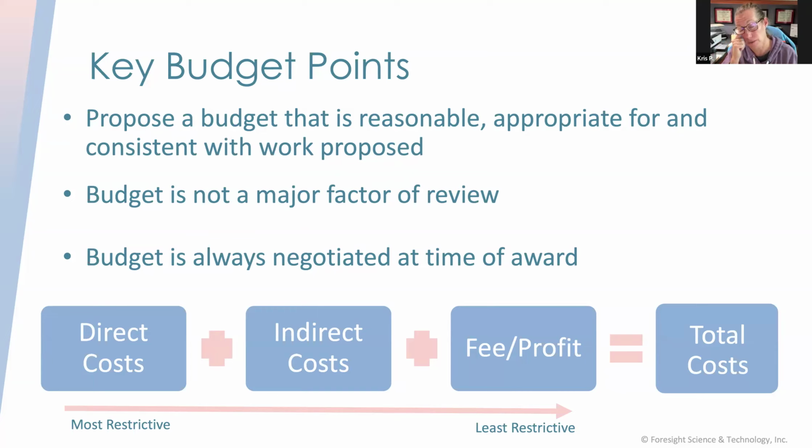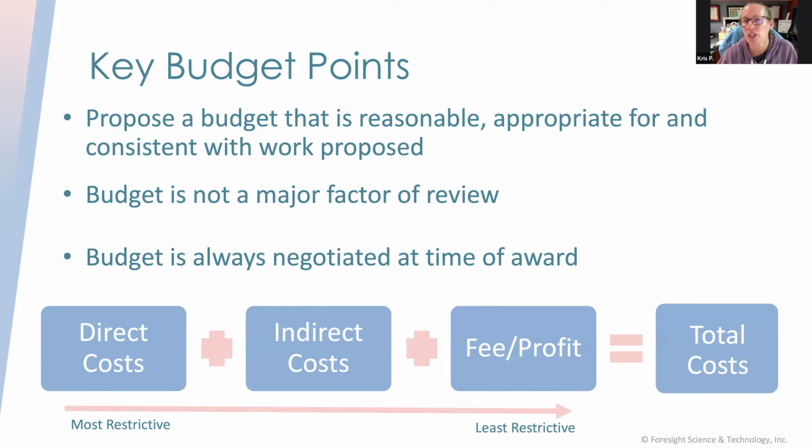So your specific aims need to align with that requirement. Budget is not a major factor of review. So reviewers do not award points related to the budget. They are asked to consider the budget to see if it's reasonable and appropriate for the work proposed. They are asked to identify overlap or anything that the team may have missed that should be in the budget. But it is not part of the scoring criteria.